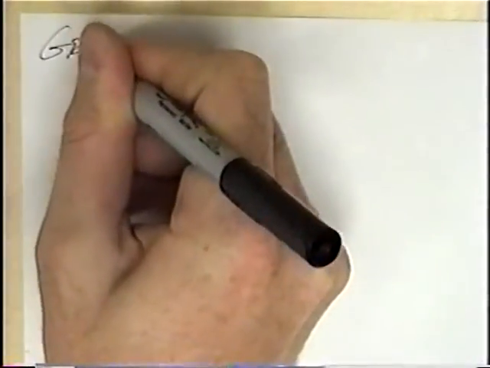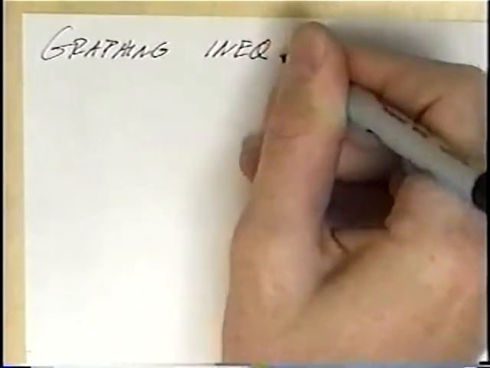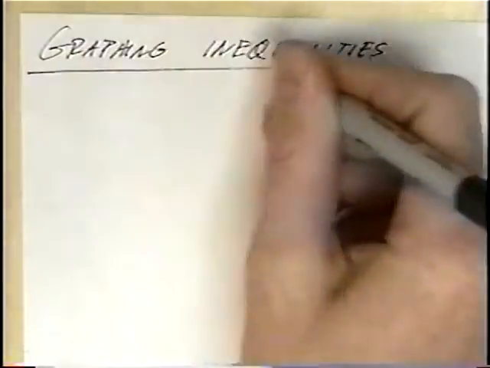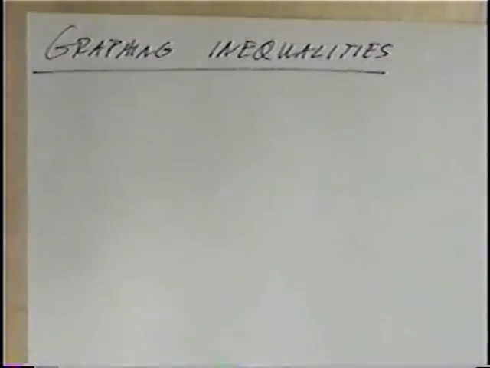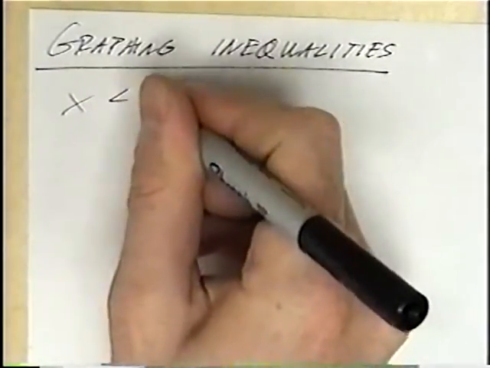Last section today is titled Graphing Inequalities. First question is x is less than 4.